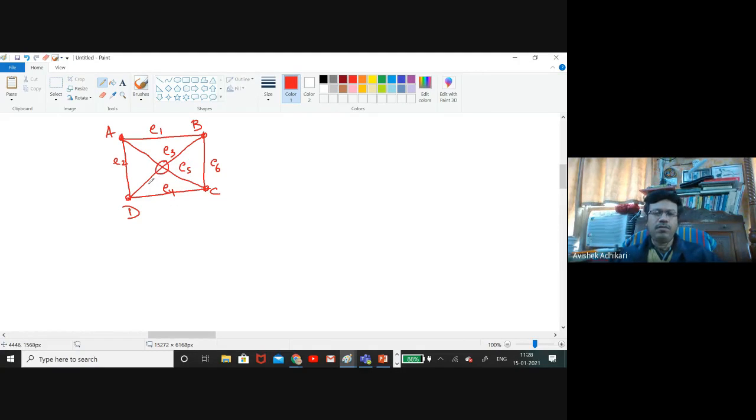Can you think of drawing the same connection in such a way that there should not be any crossing? Can you redraw the same image having the same property? Here the property is A and B are connected through E1, B and D are connected through E3, and so on. So can you redraw the whole image in such a way that there is no crossing? Can somebody help me in redrawing this?